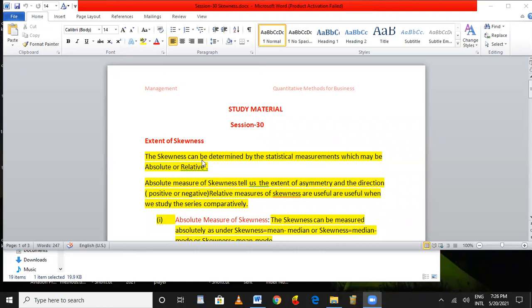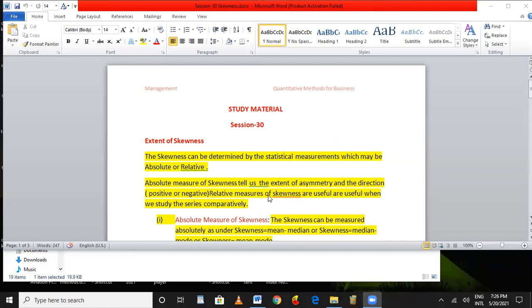What is the meaning of the absolute measure of skewness? Absolute measure of skewness tells us the extent of asymmetry. Symmetry means a bell-shaped curve. Asymmetry means it is not a bell-shaped curve. It has been stretched to the left side or right side. If the distribution is asymmetrical, the absolute measure of skewness tells us the asymmetry and the direction. It may be positive or negative.